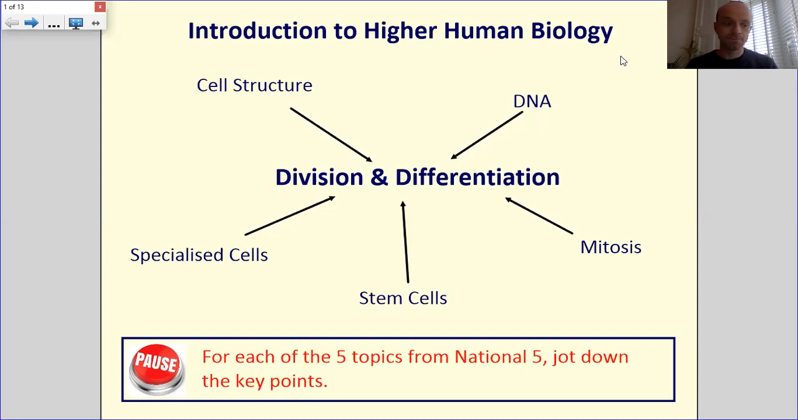Moving on to stem cells. So what is a stem cell? What makes a stem cell different to other cells in the body? What are the 2 types of stem cell? And how are they different?